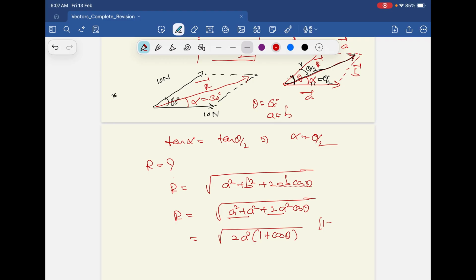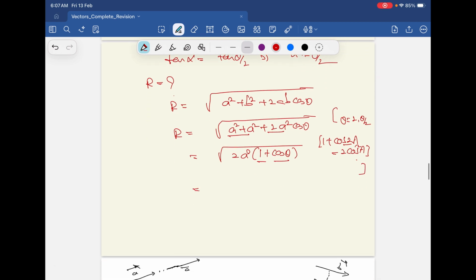Again the same formula I am going to use: 1 plus cos 2a formula is 2 cos square a, the half angle identity. 2a becomes a. This 1 plus cos theta I am writing as 1 plus cos 2 into theta by 2. Okay, so now you can understand. So R is equal to 2a square into 2 cos square theta by 2, where a means theta by 2 here now. So half angle identity: 2 into 2 is 4, root 4 is 2, root a square is a, cos theta by 2 whole square root is cos theta by 2.